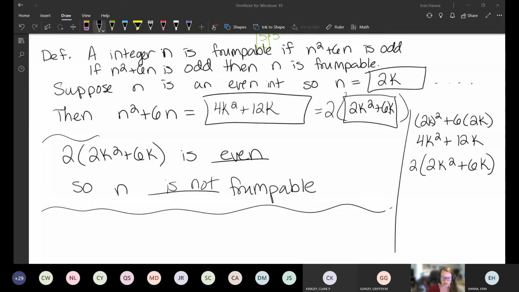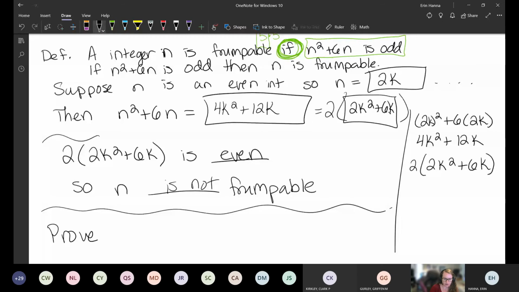And that's something that's come up on some of your quizzes a lot, is you're using the if in the wrong position. Essentially, wherever the if is, the thing that comes after it would have been the hypothesis of an implication. So we're essentially saying if n squared plus 6n is odd, then n is frumpable, even though it's phrased as an integer n is frumpable if n squared plus 6n is odd.